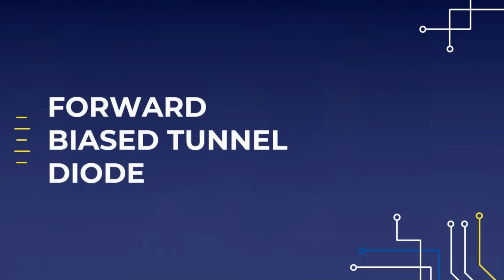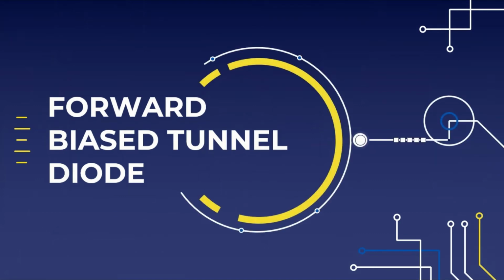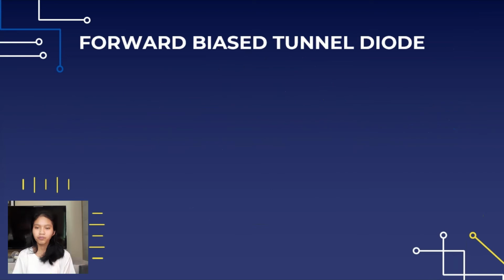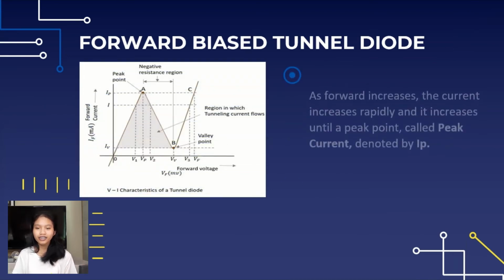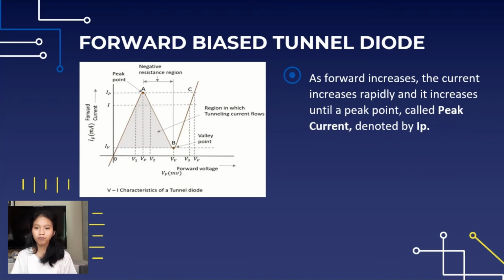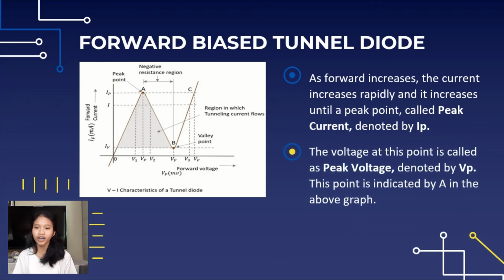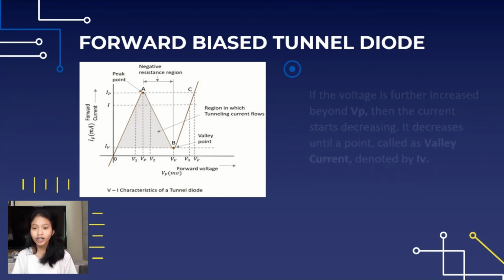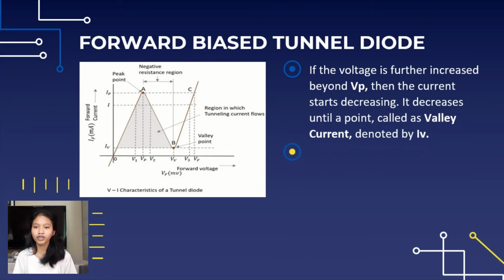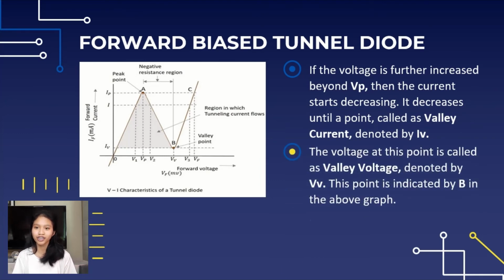Operation number 1, forward bias tunnel diode. Under the condition of forward bias, the current increases gradually as the forward voltage increases, and it continues to rise until it reaches its maximum value, which is referred to as the peak current, and it is represented by the symbol IP. The voltage measured here is referred to as the peak voltage, and it is symbolized by VP. On the graph, as you can see, this particular point is represented by the letter A.